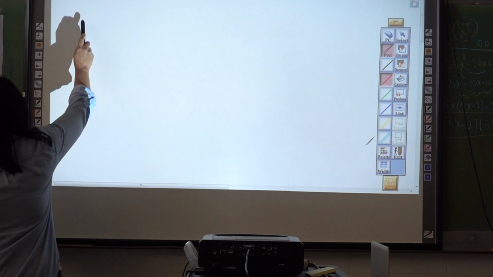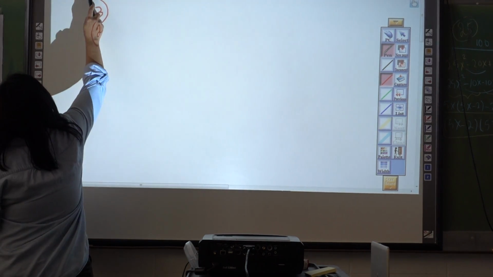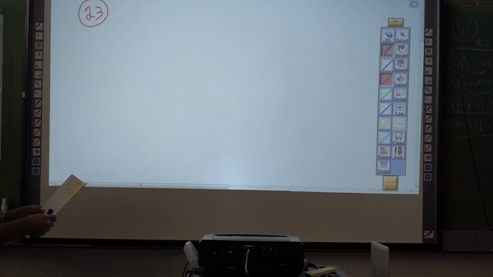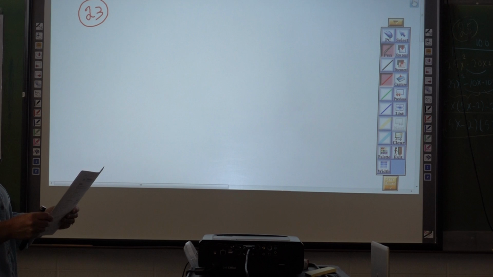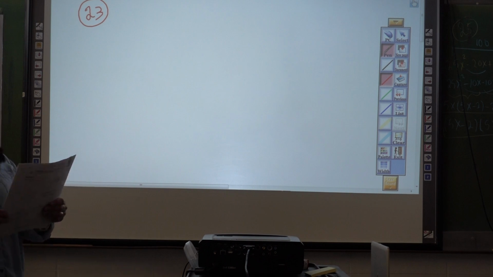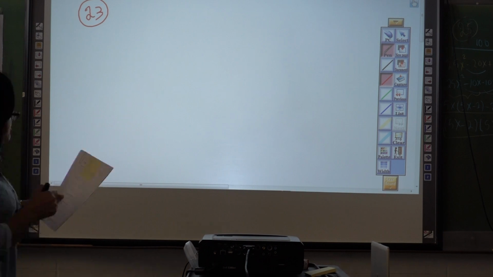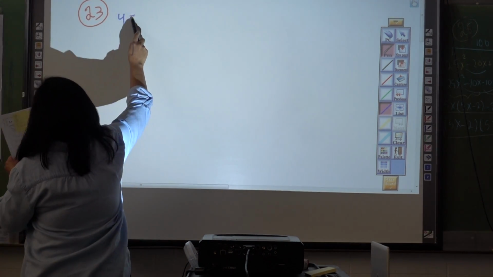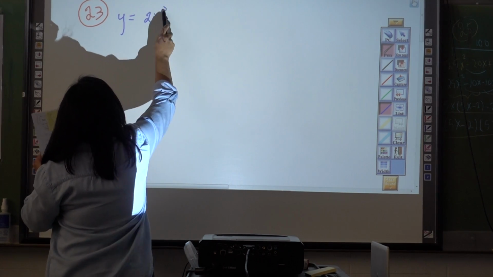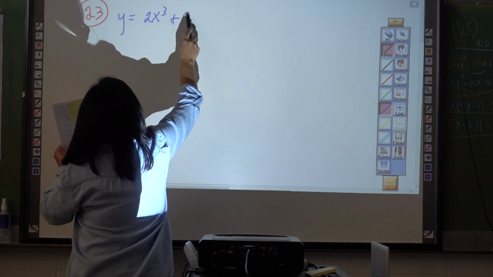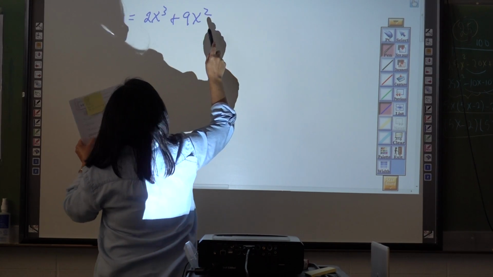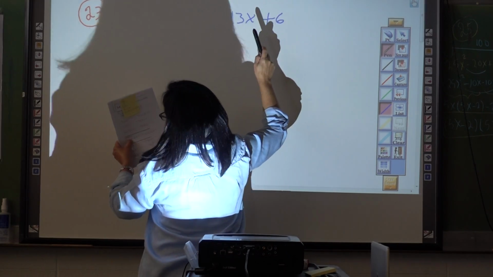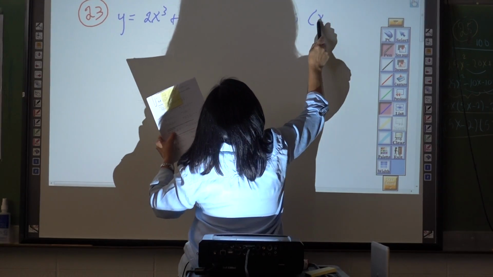This problem, 5.4, 23, is about using direct division and the given factor to completely factor each polynomial function. So we're going to use direct division for this polynomial. This is y equals 2x cubed plus 9x squared plus 13x plus 6. And the given factor is x plus 1.